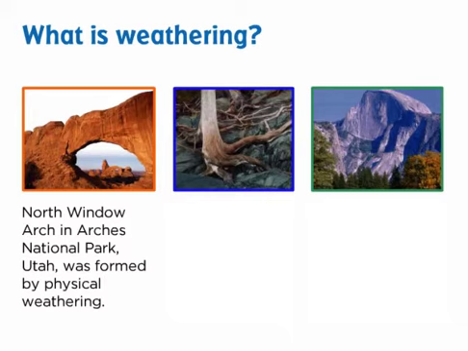Physical weathering happens when such things as wind and rain break rocks down. Physical weathering causes rocks to simply change size and shape. The chemicals they are made of do not change. Here are some things that cause physical weathering.